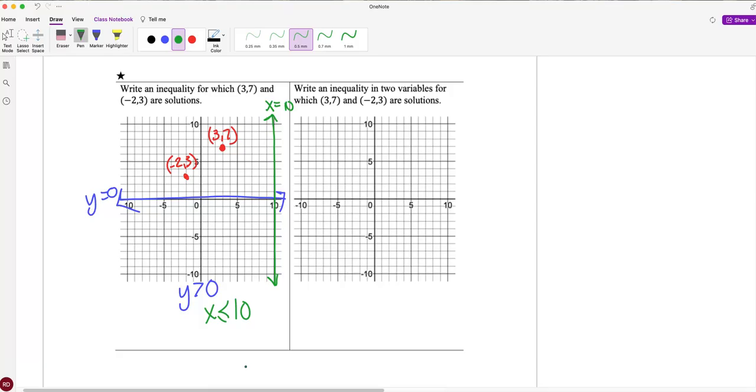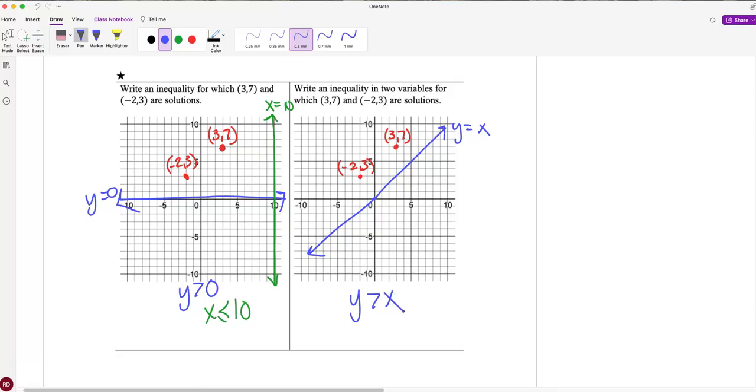Write an inequality in 2 variables. So now those were in 1 variable. So same points, 3, 7 and negative 2, 3. So I need a line that these are both solutions to. If I were to graph something like this line right here, this is the line y equals x, okay? It's clear that both of those points are above the line. So I could say y is greater than x, and both of those are solutions.